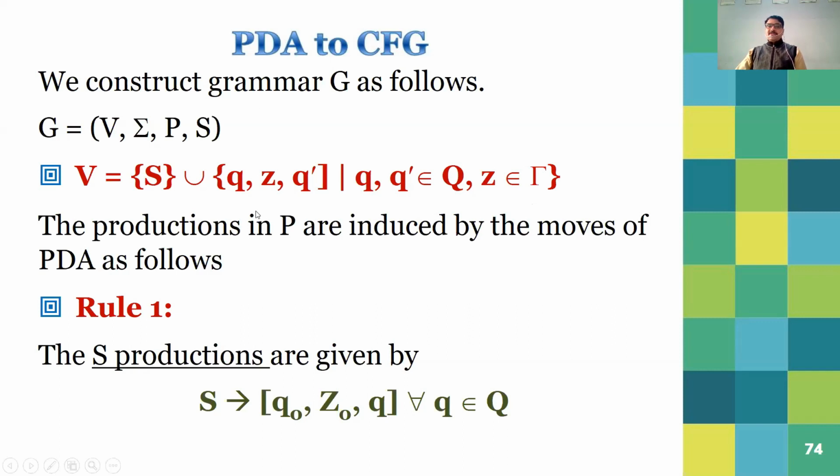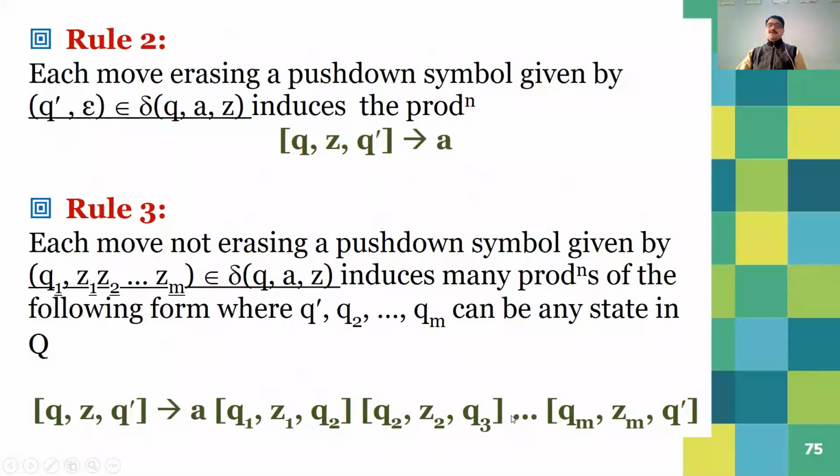After that, we will write rule number 1, for writing the start symbol as productions. So the start symbol S can be written as S to [Q0, Z0, Q], where Q0 is the initial state, Z0 is the initial stack symbol, and this holds for all Q belonging to capital Q. That is, Q is the set of states, right? All the states belong to capital Q. So in this way, this is the rule to write the production rule.